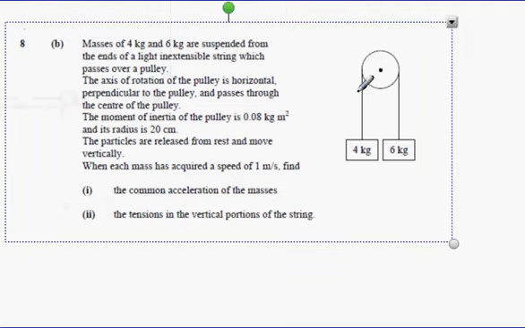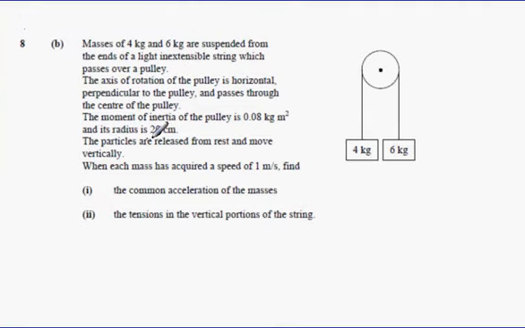In this question, masses of 4 kilograms and 6 kilograms are suspended from the ends of a light, inextensible string which passes over a pulley. The axis of rotation of the pulley is horizontal, perpendicular to the pulley, and passes through the center of the pulley. The moment of inertia of the pulley is 0.08 kilograms meter squared, and its radius is 20 centimeters. Notice here, guys, this is in meters, this one is in centimeters. Immediately convert to meters.